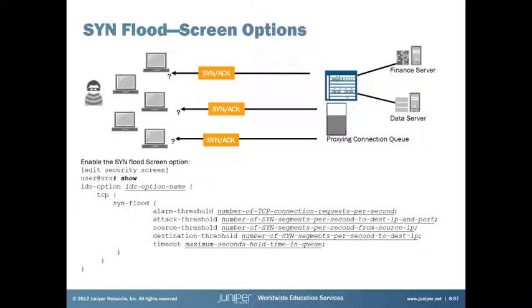Okay, so these are our attack thresholds. We set up these alarm thresholds, attack thresholds, source, destination, and the maximum sessions hold time in the queue. So a lot of different things we can configure to guard against that particular type of attack. So a firewall really becomes a proxy for that. So in other words, the sessions are held and monitored within our firewall itself, and if we exceed our thresholds, we're going to be dropping those sessions.